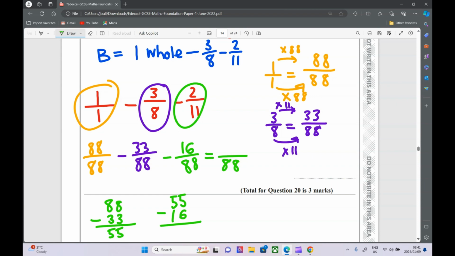We can't do 5 take away 6, so we have to borrow. 15 take away 6 is 9. 4 take away 1 is 3, so 39. So that is what we are left with, 39 over 88. And I don't think we can simplify that one at all. So that is our final answer there for that one.